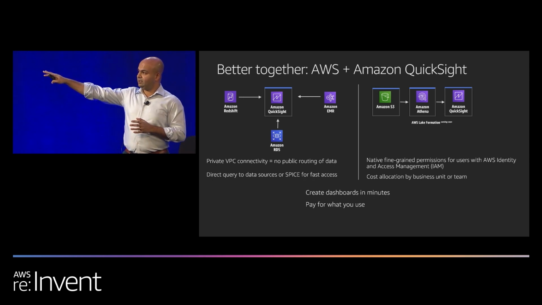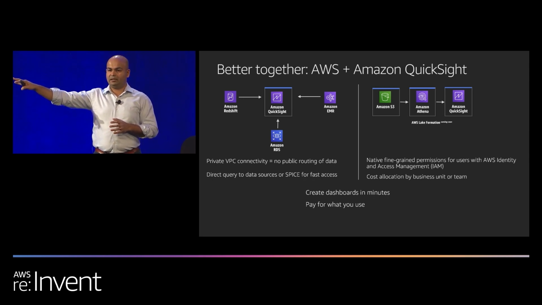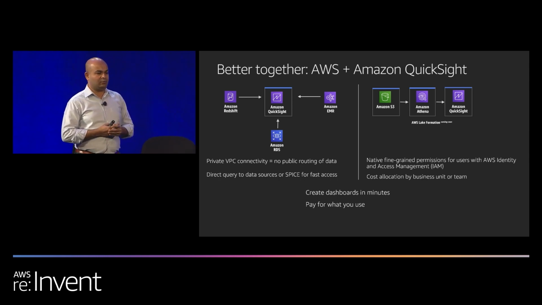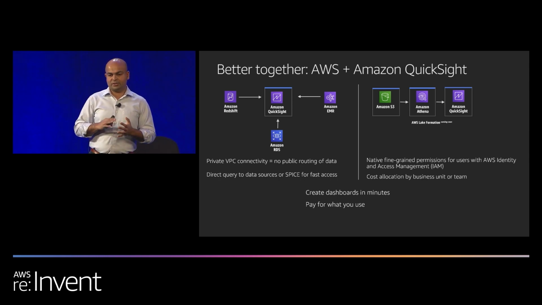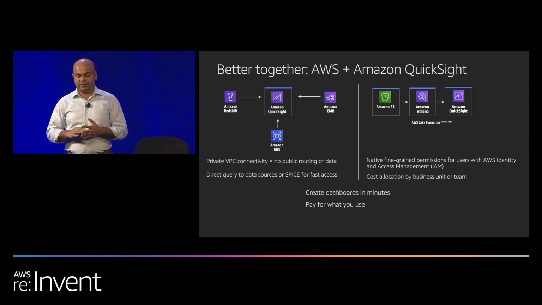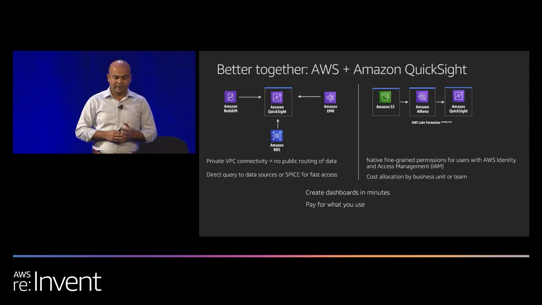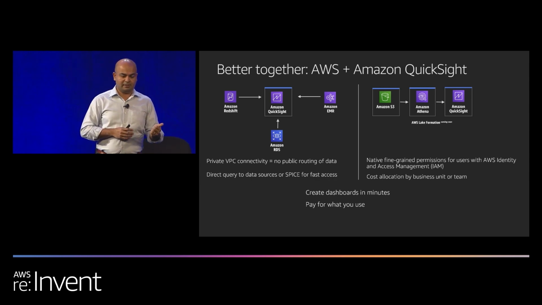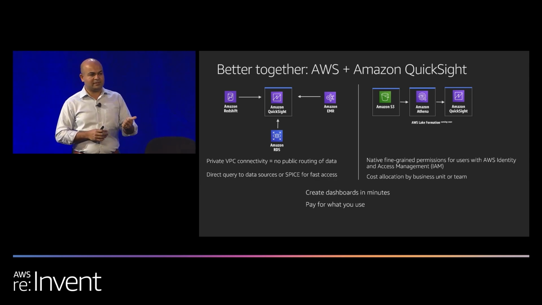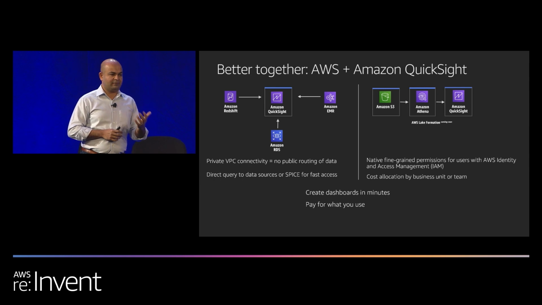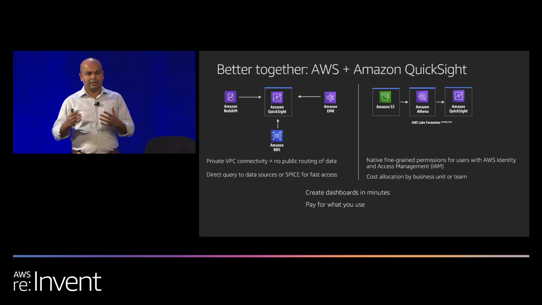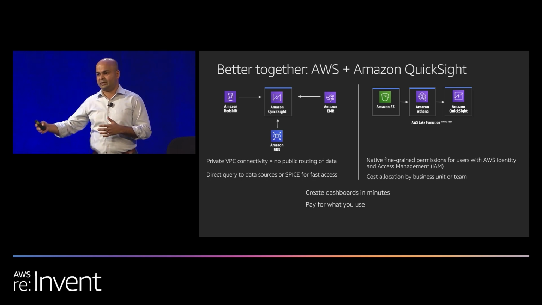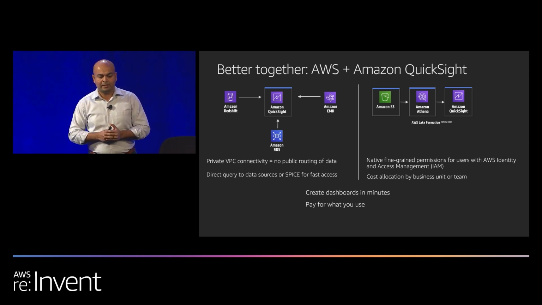Two key points that I'd like you to think about. One, our private VPC connectivity, which means that there is no public routing of data when you want to connect to data from your RDS, Redshift, or Presto clusters. Both of these sources support both direct query and Spice. For those of you who are new, Spice is our in-memory data store that provides fast interactive access to data. It's something that you can use to offload queries from your underlying data source like a database or data warehouse.